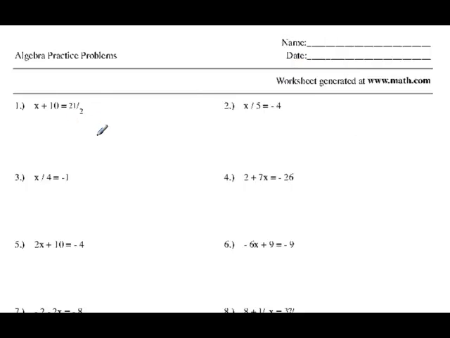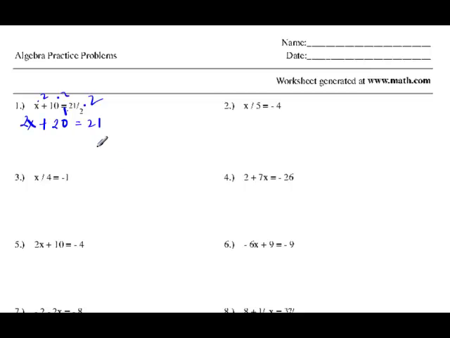X plus 10 equals 21 half. Right off the bat, we notice we have that fraction. In order to get rid of that fraction, we want to multiply by a number that'll cancel it out. In this case, since there's only one of them, that number is 2. So I'm going to multiply everything by 2. So 2 times x is just 2x. 2 times 10 is 20. However, here, the 2 on top and the 2 on bottom cancel. They give me 1, and then 1 times 21 is just 21.